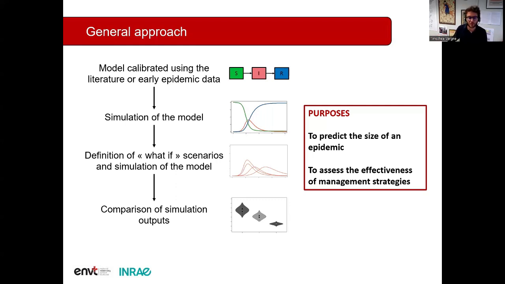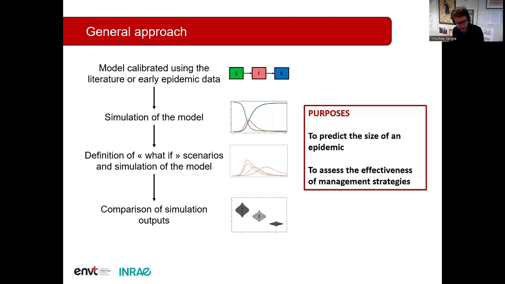And then the second purpose is to assess the effectiveness of management strategies. So that's exactly the what-if scenarios. You can say, okay, we have a strategy A, B, and C. We define them in the model, we run the model, and we compare the different strategies and say, okay, this one is probably more effective because it reduces the epidemic size, etc.